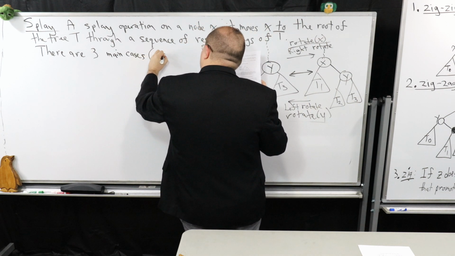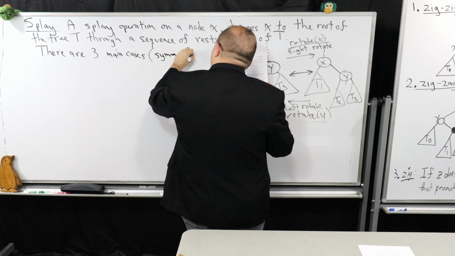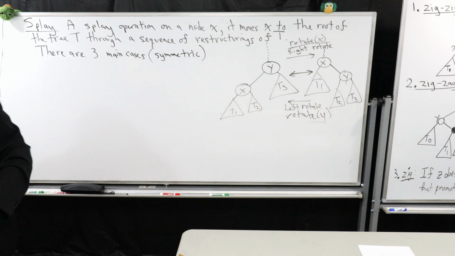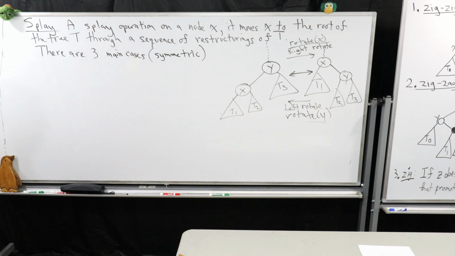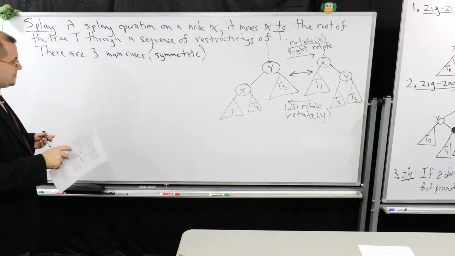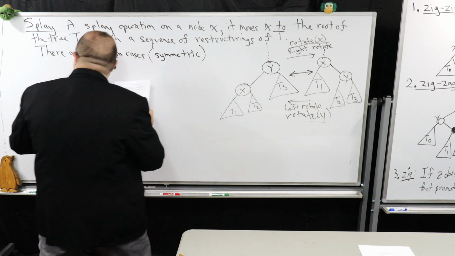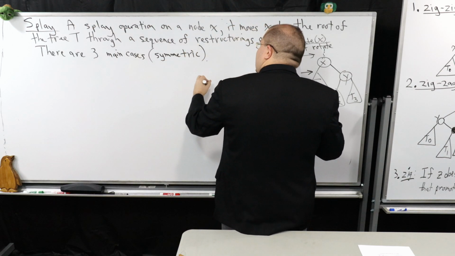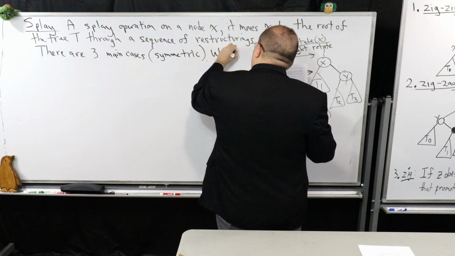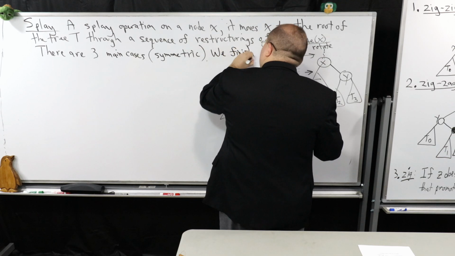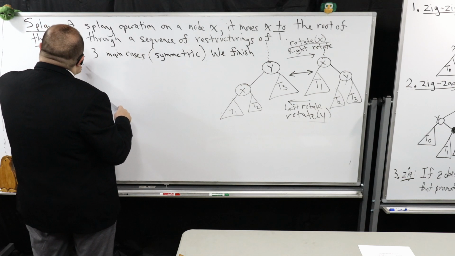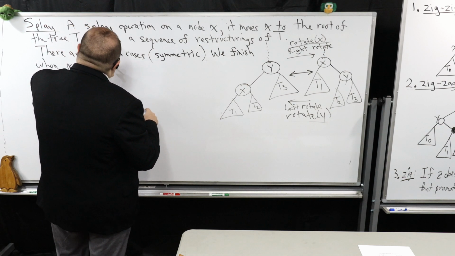There are 3 main cases. Note that they are symmetric. So just for the sake of time, because you may have seen rotations before, I'm not going to draw all 6 of them. I'm just going to draw you 3 pictures. And they're going to be very similar to what you've seen before with AVL trees. There's 3 main cases, and I'm going to tell you what those are in a moment. We finish when x is the root of T.